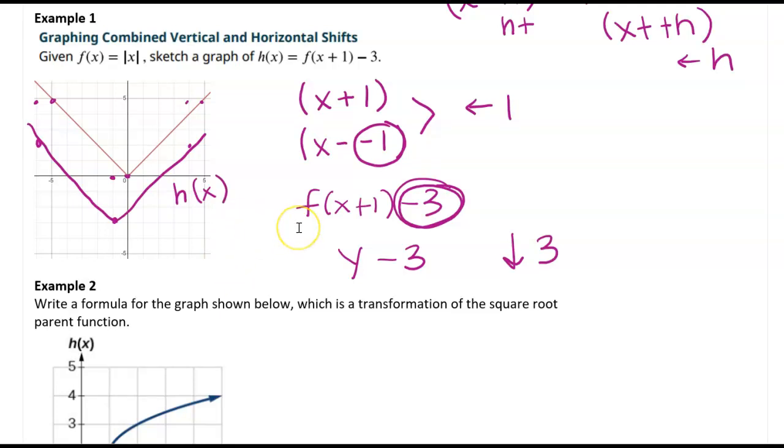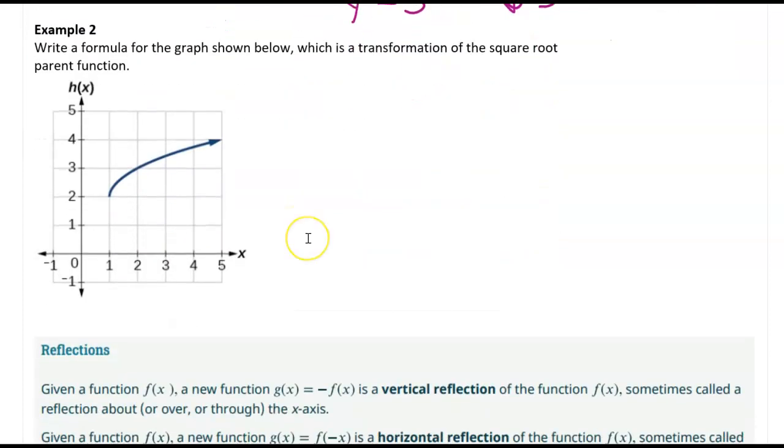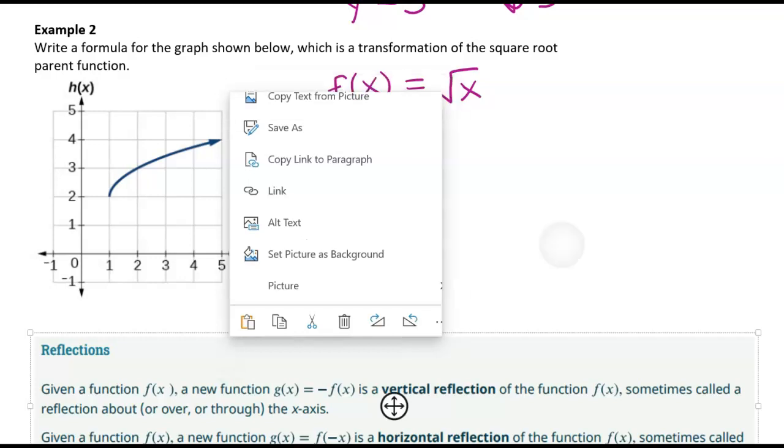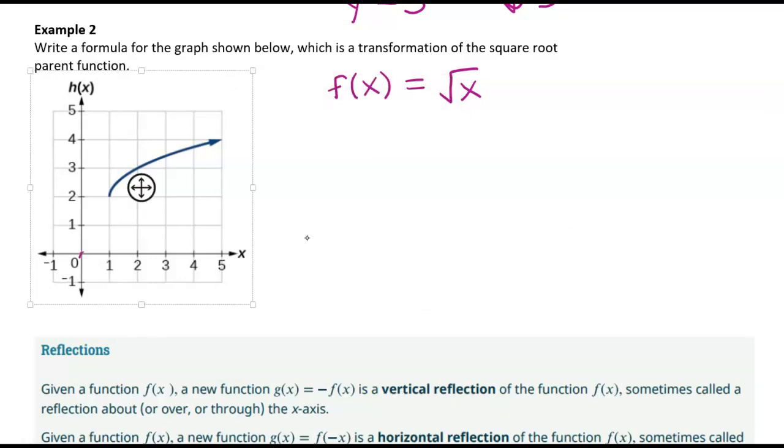We can also go the other way. So this is the square root parent function. And this is the graph of h of x, and it wants us to find the formula for that h of x function. Well, it looks like my original parent function would look like that for square root.